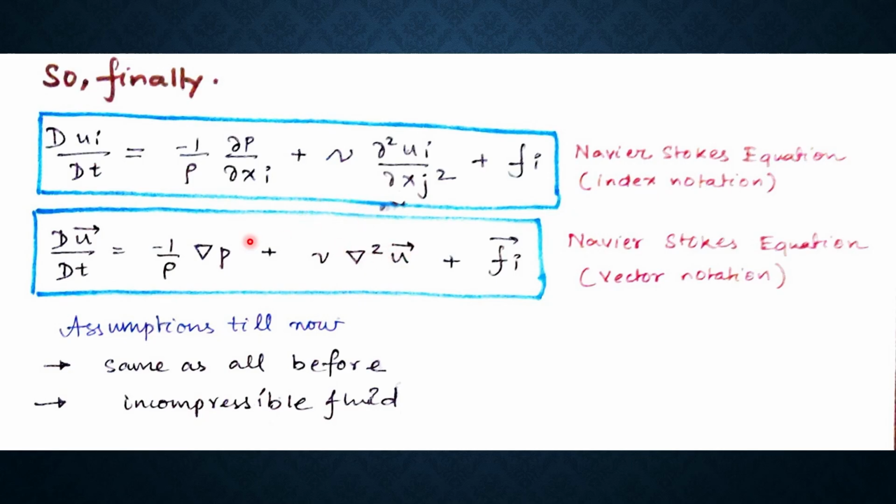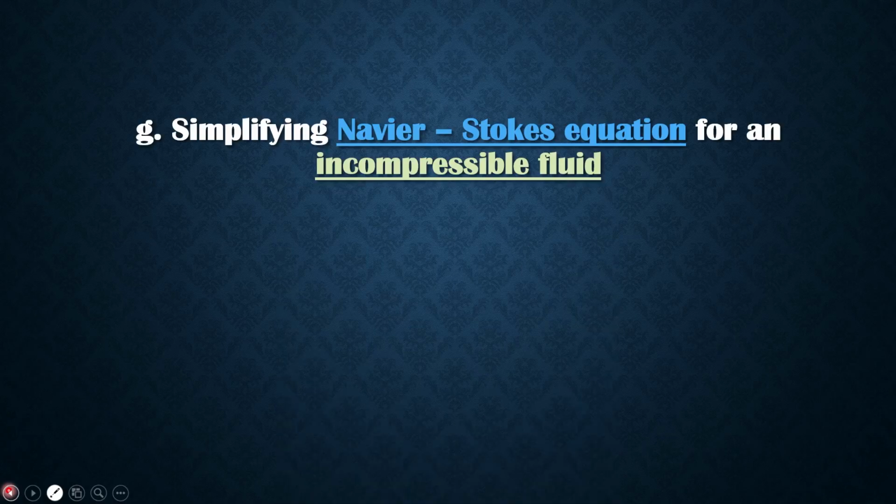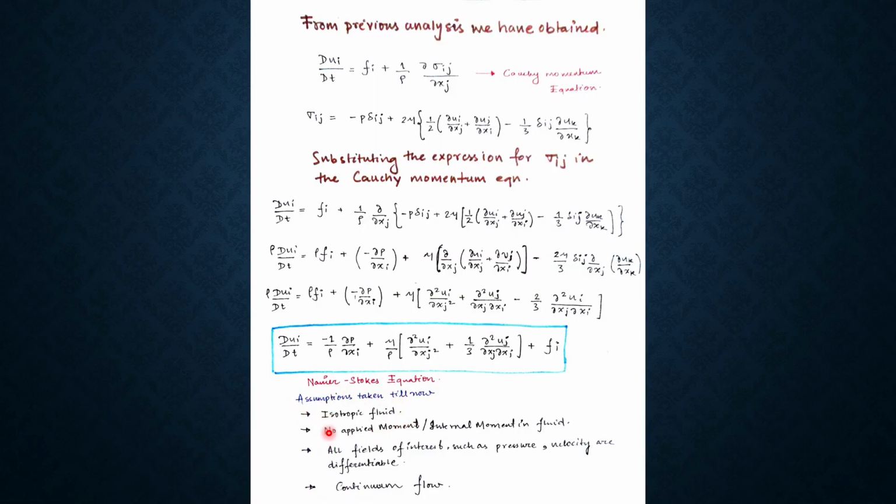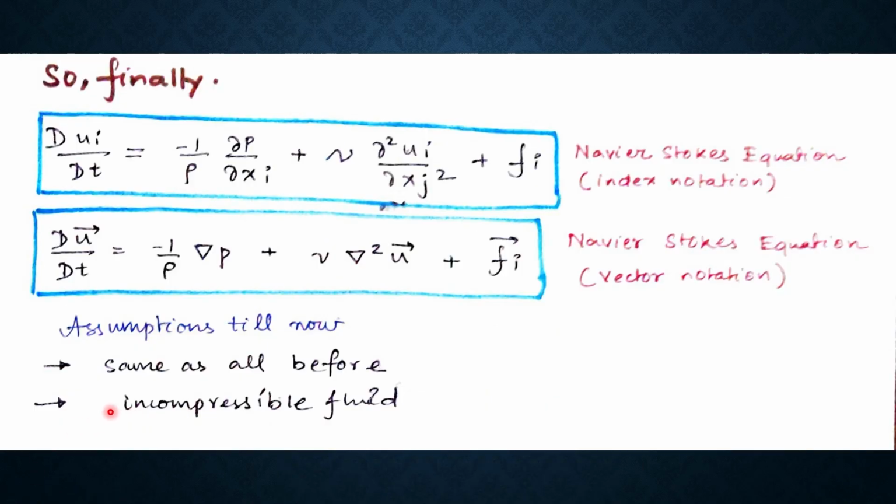And when we write it in vector form, it looks something like this. The u_i changes to u vector. This becomes grad of p. This becomes the del square of the u vector, and this becomes the specific body force vector. Now, what are the assumptions that I've taken? Here I say same as all before, which means that the fluid is isotropic, no internal moments, the fields of interest are differentiable, the flow is continuum. And for that step, the additional approximation is the incompressible fluid. And so we have successfully managed to derive the Navier-Stokes equation in its entirety.